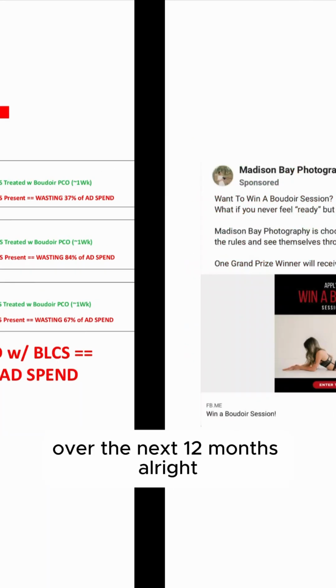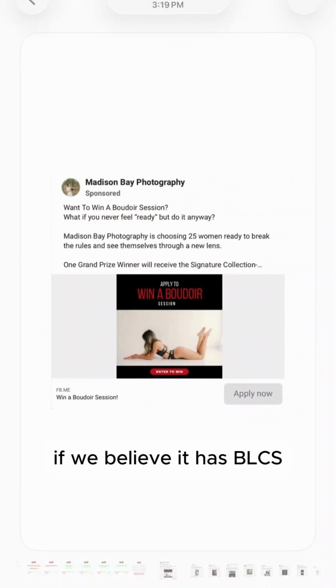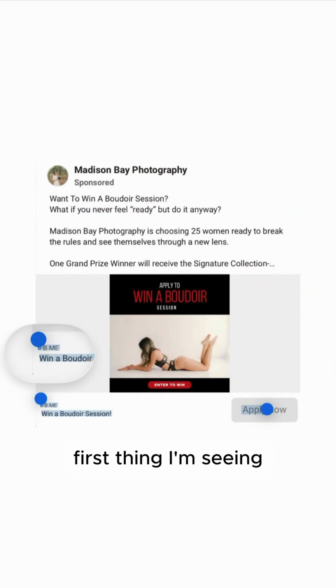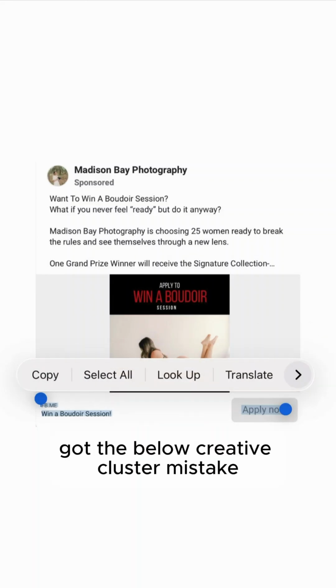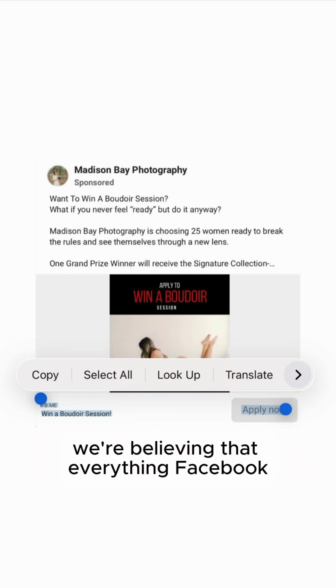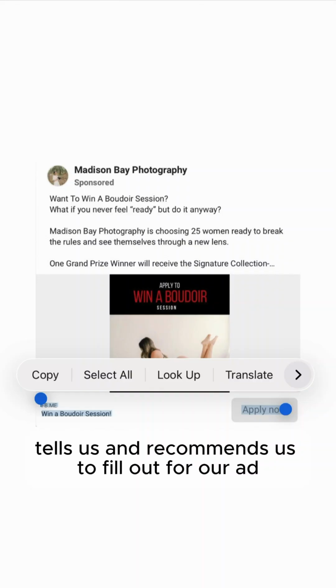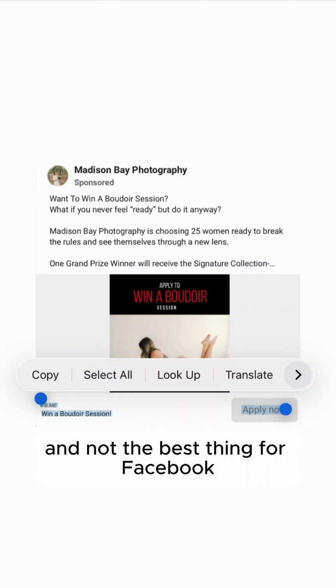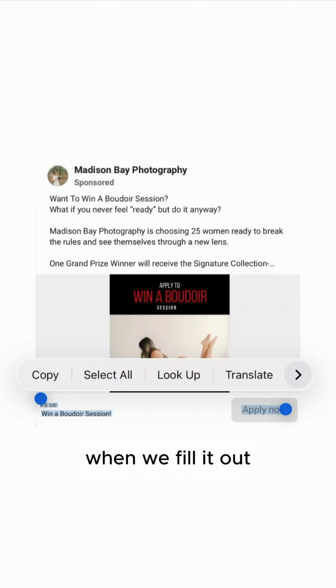The Zuck. All right, so now we're going to diagnose this if we believe it has BLCS, Boudoir low click syndrome. First thing I'm seeing, got the below creative cluster mistake. The false belief that caused us to make this mistake is we're believing that everything Facebook tells us or recommends us to fill out for our ad is the best thing for us to fill out and not the best thing for Facebook when we fill it out.